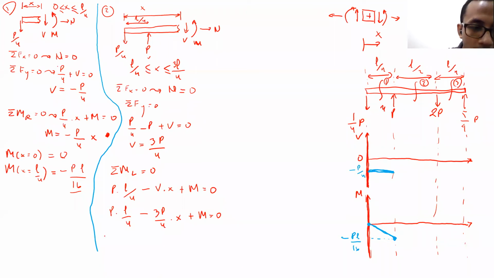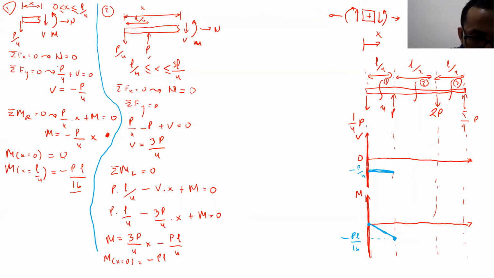Okay, so now we can get the equation for m, right? Yes. The m there will be equal to 3P over 4 times x, minus PL over 4. So when x equal to 0, the value is minus PL over 4, which is the same as this one.